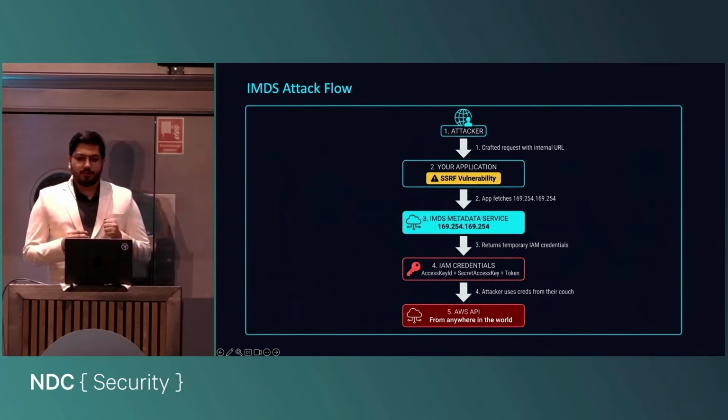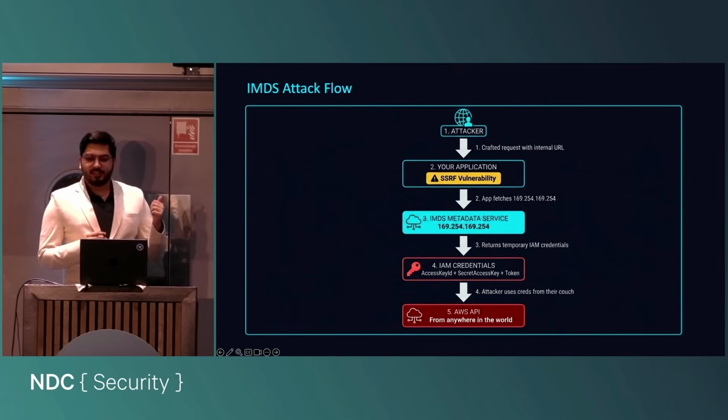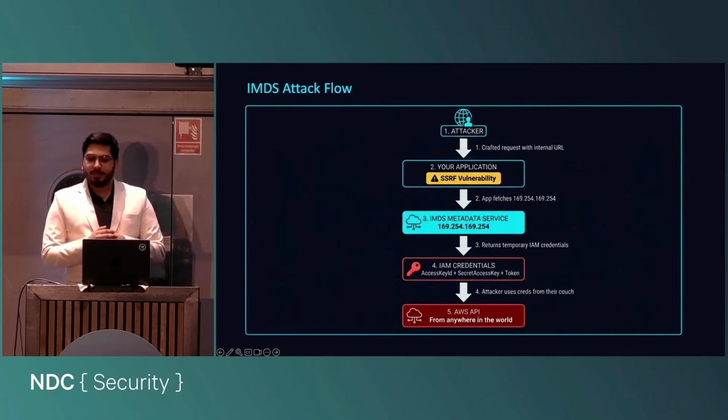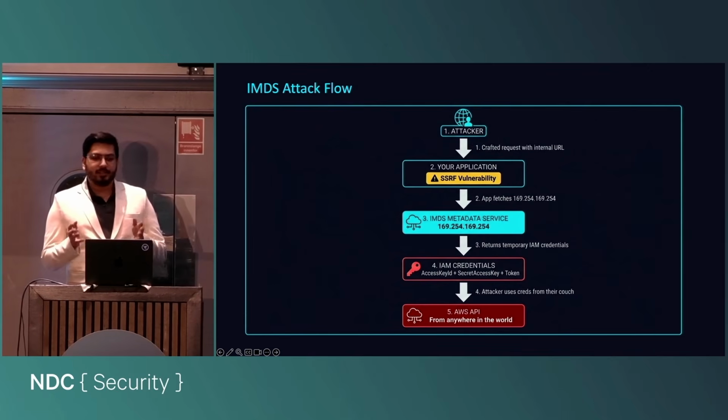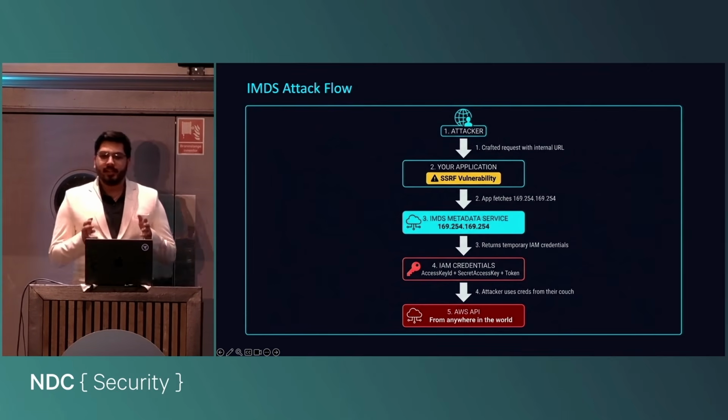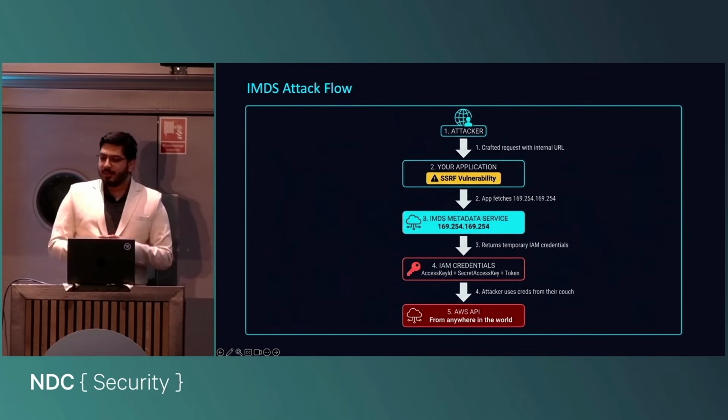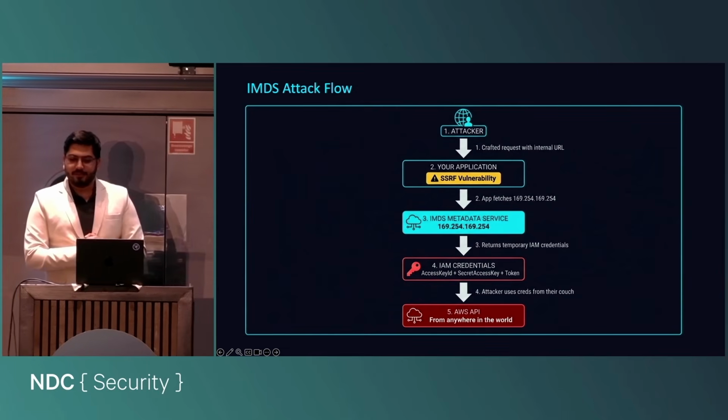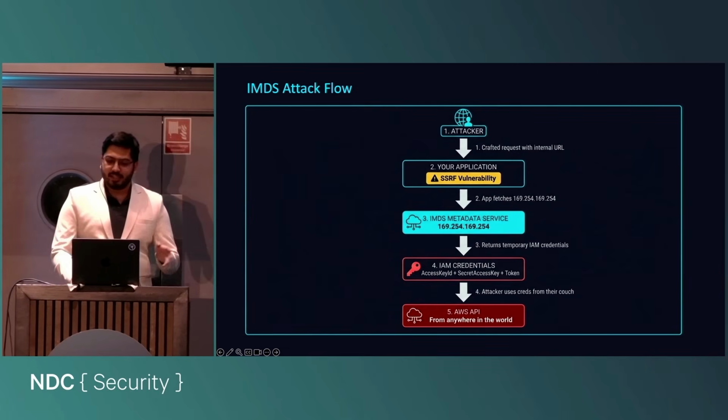Now, for the attack flow, the attacker first uses SSRF to reach your app, points it to the metadata service, gets the temporary credentials, and uses them from their couch. Can be a different country, wherever. It's your legitimate IAM credentials.